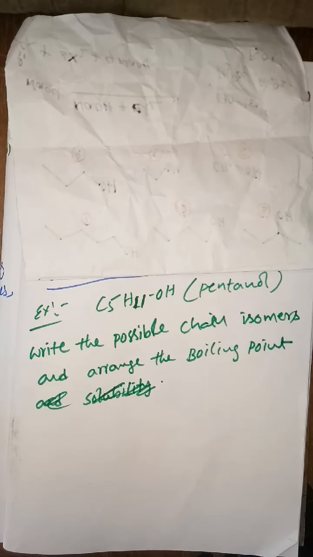Hi everyone. Last class I gave a homework question, that is, pentanol. Write the possible chain isomers and arrange the boiling points. So what are the possible isomers, and in those isomers, what is the order of boiling point? We are going to discuss that.